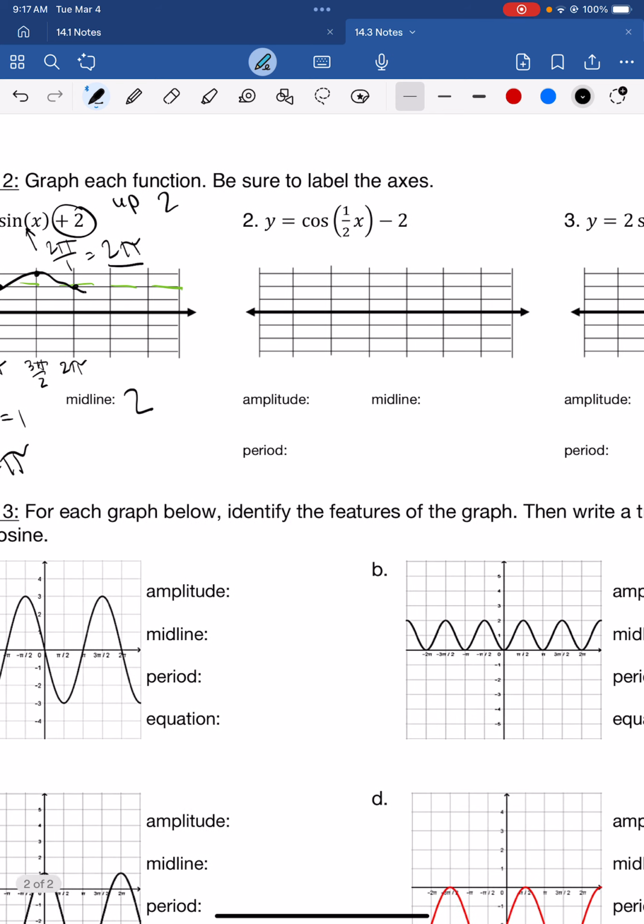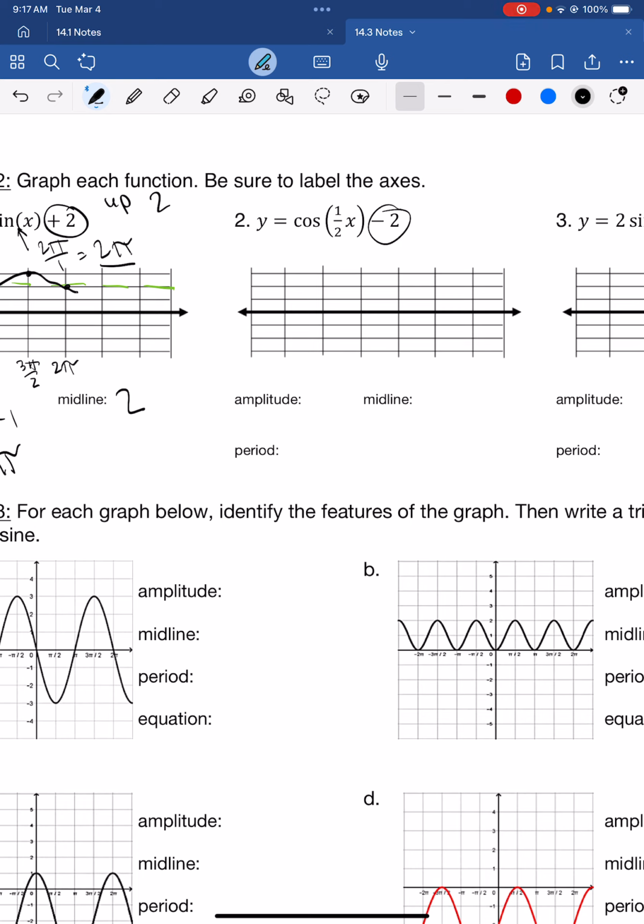Okay, let's try another one here. Cosine, we can see right here automatically we're going to go down 2. So our midline now is going to be at -2 instead of 0. Amplitude is the number out in front here, which is just going to be the absolute value of 1, which is just 1. Which for cosine, this is where we're going to start our graph.